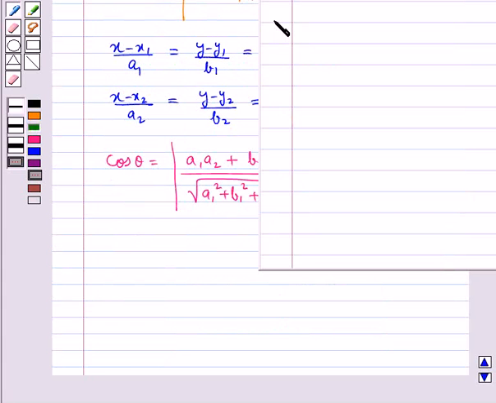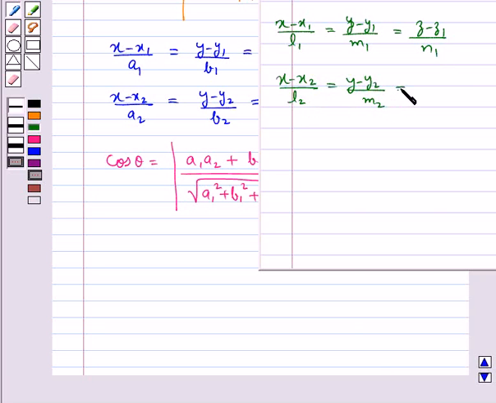And if the equation of the lines is given in the form x minus x1 upon L1 equal to y minus y1 upon M1 equal to z minus z1 upon N1 and x minus x2 upon L2 equal to y minus y2 upon m2 equal to z minus z2 upon n2, where L1, M1, N1 are direction cosines of one line and L2, M2, N2 are direction cosines of the other line, and if theta is the angle between these two lines, then cos theta is equal to modulus of L1 L2 plus M1 M2 plus N1 N2.